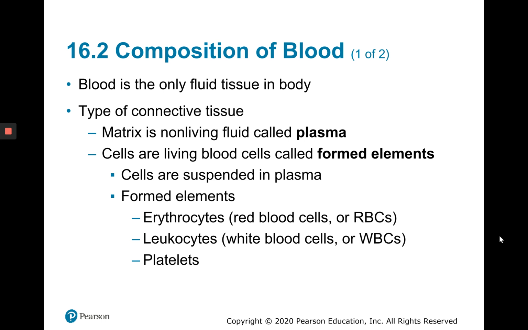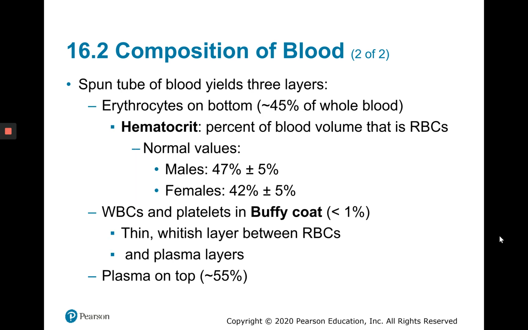Erythrocytes, leukocytes, and platelets. Of those three, leukocytes are the only ones that are complete cells. Erythrocytes are anucleate, they're missing their nucleus. And platelets are cell fragments. Some abbreviations for erythrocytes are RBC for red blood cell, leukocytes, WBC or white blood cell, and platelets are also known as thrombocytes.